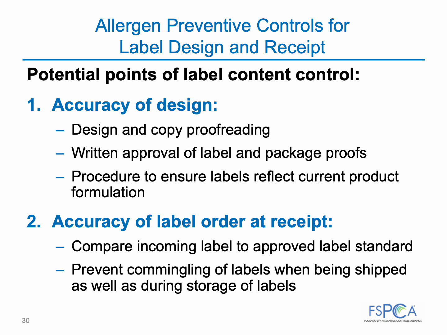For incoming labels shipped from an external label maker, labels can be checked upon receipt by comparing the new labels to a standard label or to a label specification, specifically inspecting for allergens. Using an identity coding system for printed labels and packages, such as color codes that are easy to visualize, can help with effective label management on the production floor. Procedures that do not allow co-mingling of labels on the same pallet during storage also minimize the potential for the wrong label to be used in production.